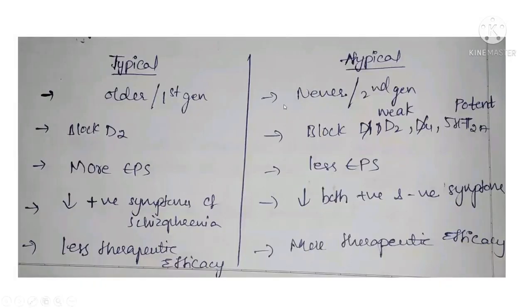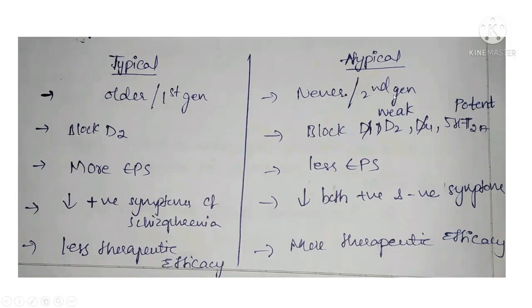So this is the difference between typical antipsychotics and atypical antipsychotics. These are older, first generation, and they block D2 and show more extrapyramidal side effects. They decrease the positive symptoms of schizophrenia, and they have less therapeutic efficacy.